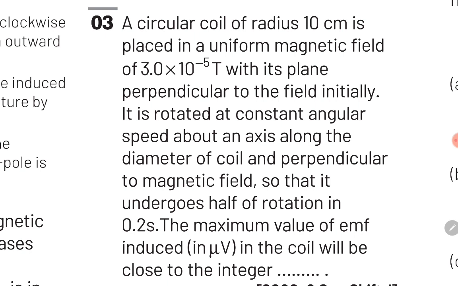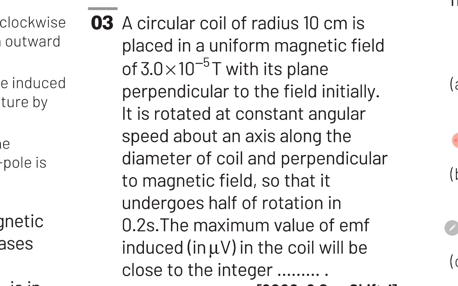Guys, in this question we have to understand that the coil is being rotated due to which there will be change in flux. In such a case, EMF induced is equal to minus d phi by dt which comes out as BA omega sin omega t. Guys, we have to use the equation EMF induced is equal to BA omega sin omega t and maximum value of sin omega t will be 1. So maximum value of EMF induced will be BA omega.